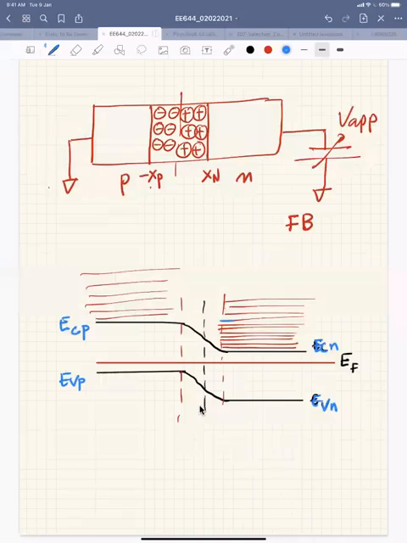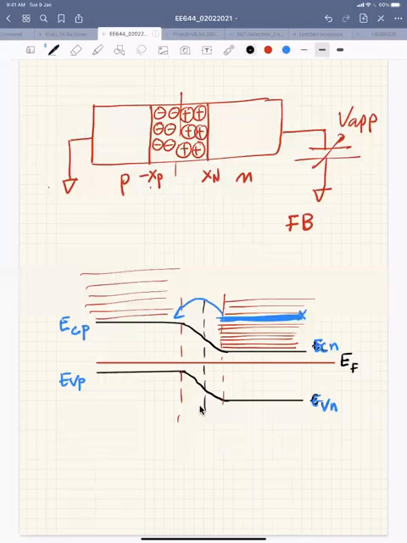This state, which is at the same energy level as ECP, so the electron from here could easily go to the P side, because they are at the same energy level and there is no barrier. But what is the probability of finding an electron at this point? Almost zero. Yeah, I mean, don't say zero.